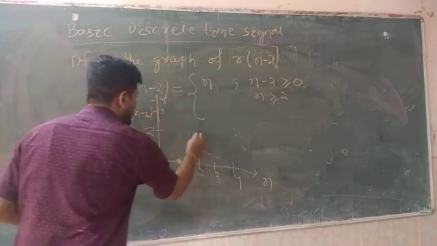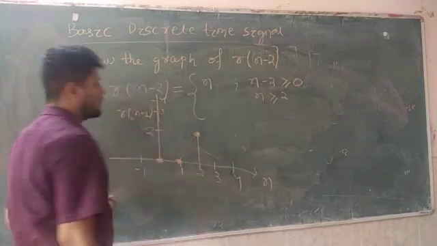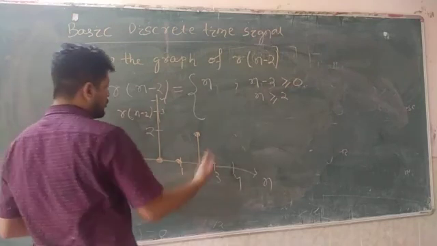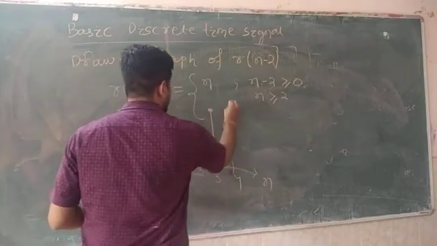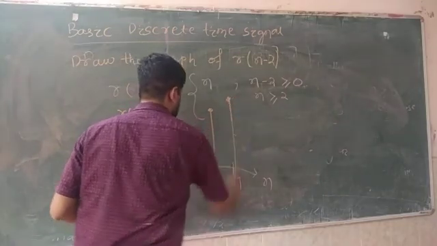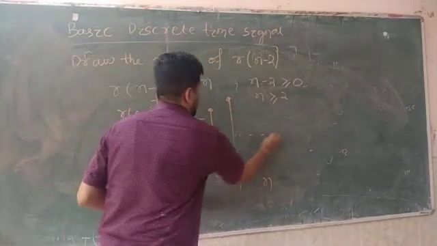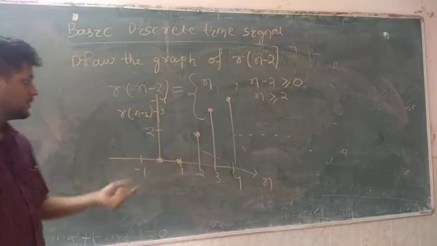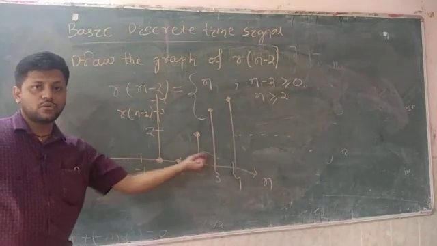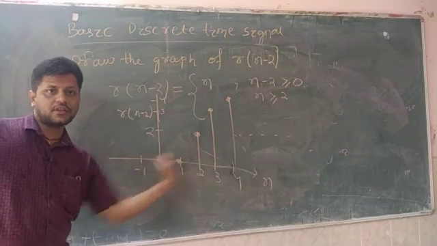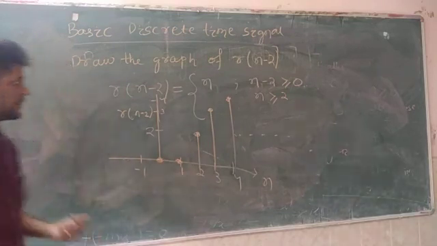We find the amplitude only when n is greater than or equal to 2. For 3 we will find the height 3, for 4 the height will be 4, and for 5 we will find 5. That means instead of starting at 0, it will start directly from 2. We are shifting the signal towards the right.